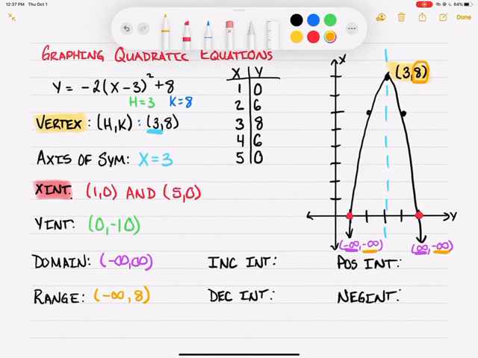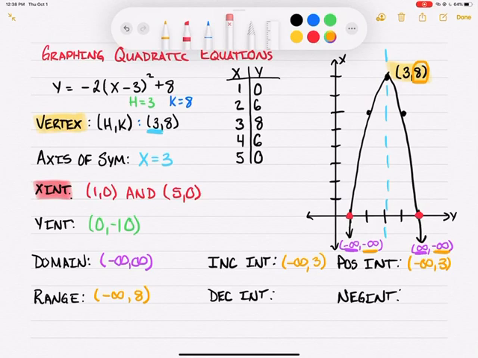My increasing interval is, as I read my graph from left to right, going along the graph and figuring out where it's increasing or going up, which would be from this arrow to the vertex, and we take the x value of both of those pieces. So the x value of my left arrow is negative infinity. The x value of my vertex is 3. So this is the increasing interval. Increasing also means it's going in the positive direction, so this is also going to be my positive interval. These will always match.